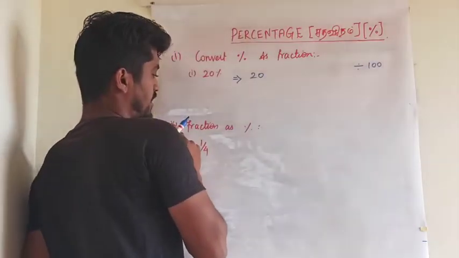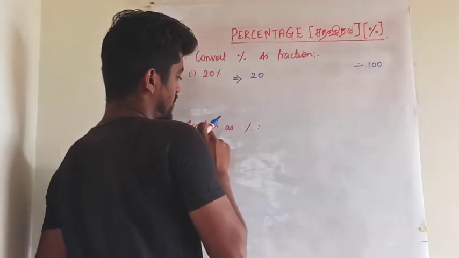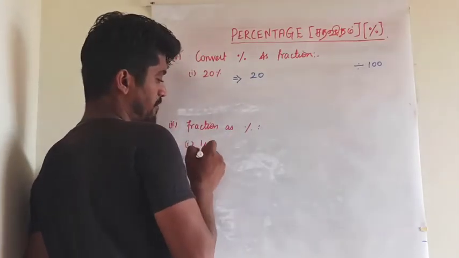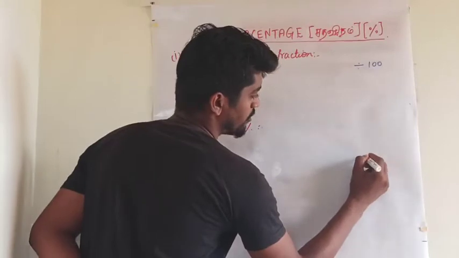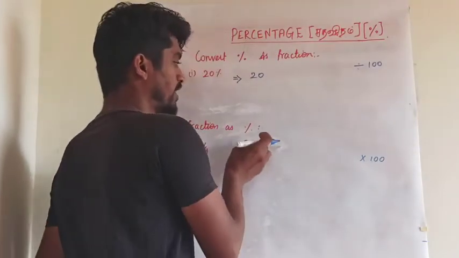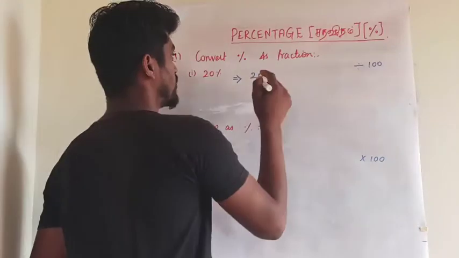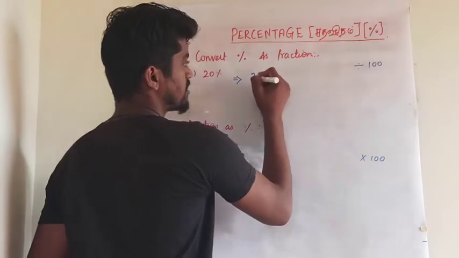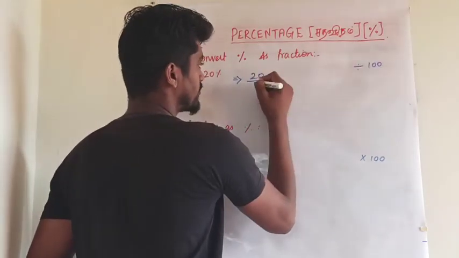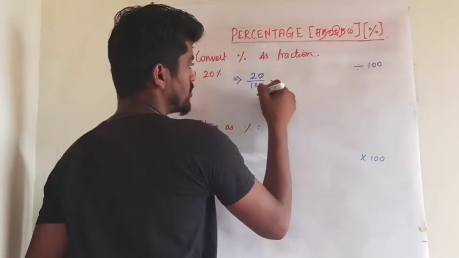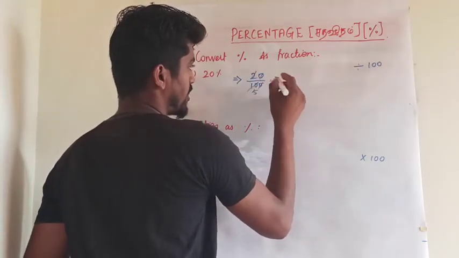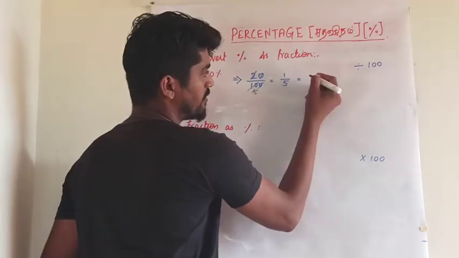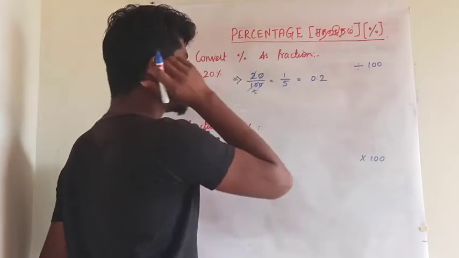The second method is to convert a fraction value as a percentage. The given example is 1 by 4. In this method, we have to multiply with 100 to get the value in percentage. In the first method, convert a percentage as a fraction. The given is 20%, so we have to divide it by 100. So 0 and 0 get cancelled, 2 ones are 2 and 5 twos are 10. So the fraction value is 1 by 5, which is equal to 0.2.